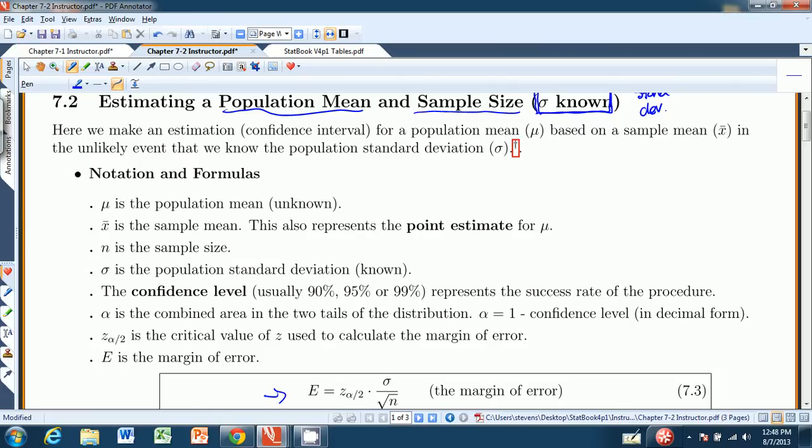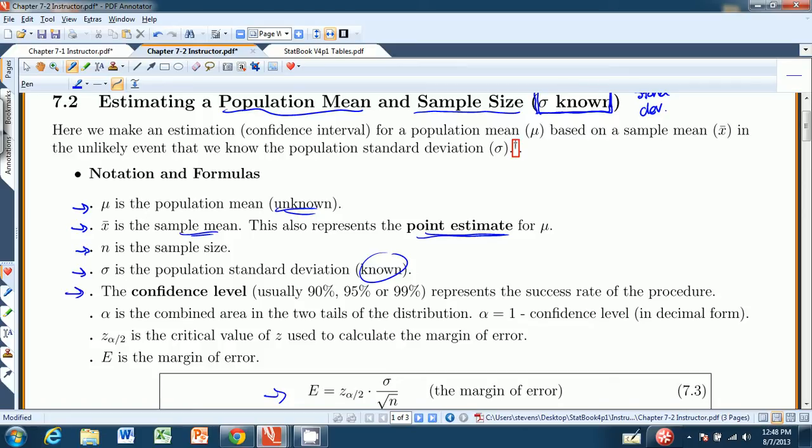So when we do these population estimates for a mean, mu will denote the population mean. That is what we don't know. We're trying to estimate it. X bar is the sample mean, right? That's the one we have. It is also called the point estimate. So if you were required to just give a single number to estimate the population mean, you'd use the sample mean. Little n is the sample size. Sigma is the population standard deviation. And again, in this particular section, we're going to assume that that is known.